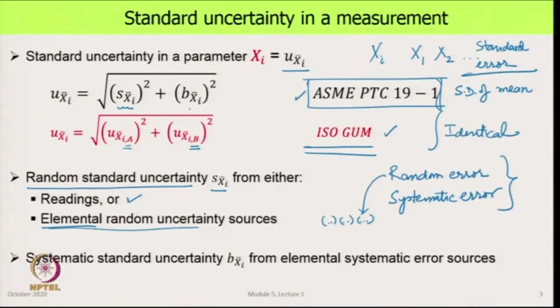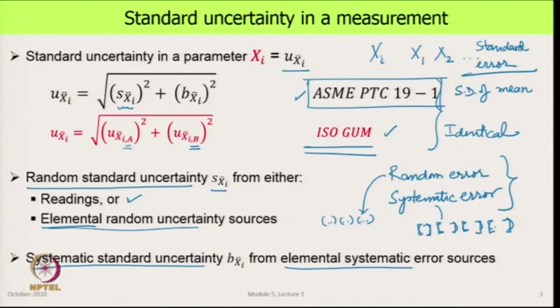Now, b x_i bar. For the systematic standard uncertainty, there is only one method, which is a calculation based on the elemental systematic error sources. Like the random error, the systematic error also has lots of sources of systematic error. So, we can denote it slightly differently. That means, these are not based on data, but on other information, including the experimenter's experience, past information, and all of that.